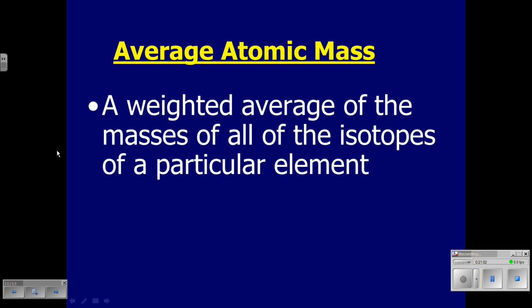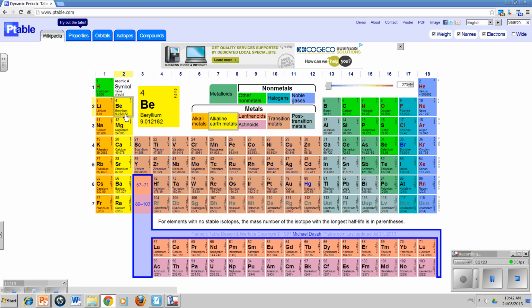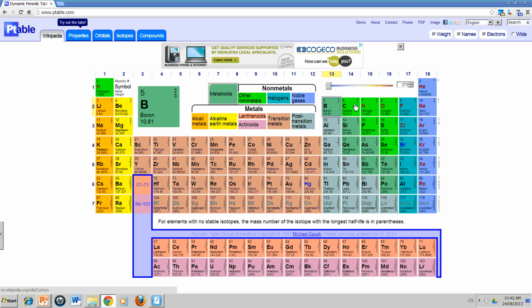a particular element. If we go back to our periodic table here, let's take a look. You'll notice that all of our masses have these decimals, and I talked about that. So where do these decimals come from? Well, they come from the fact that there are isotopes. There's all kinds of isotopes going on here. Here we've got beryllium. It's got a number that is definitely not a nice whole number. Even carbon, right? So what does this mass mean?